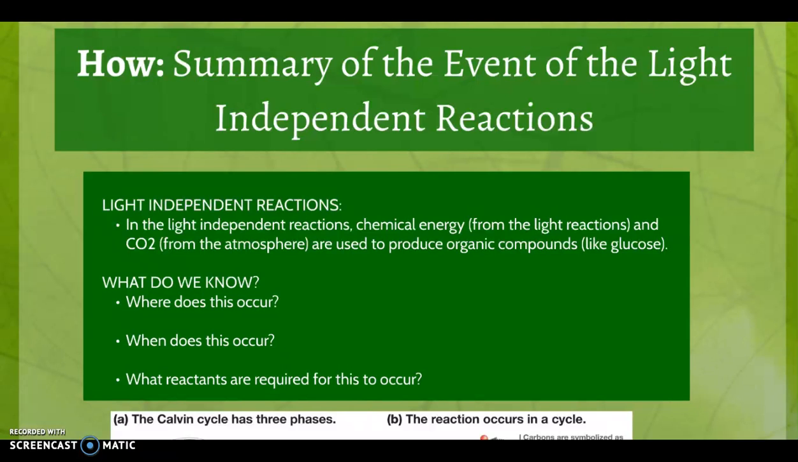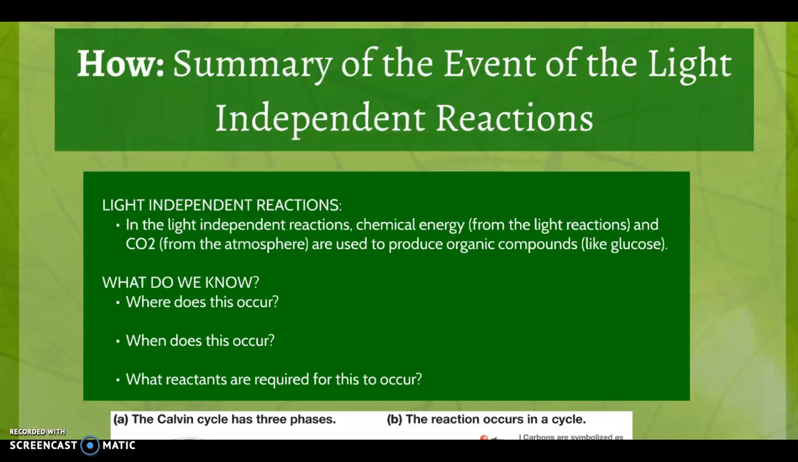So sometimes people got confused and they thought, oh, this just happens at night, or it just happens in the dark. Well, if you think about it, this is sort of a limiting reaction, isn't it? So we have to have those products from the light reactions. If we don't have the products from the light reactions, we probably won't be having the light-independent reactions occurring.